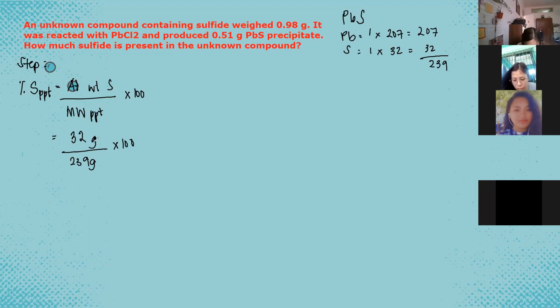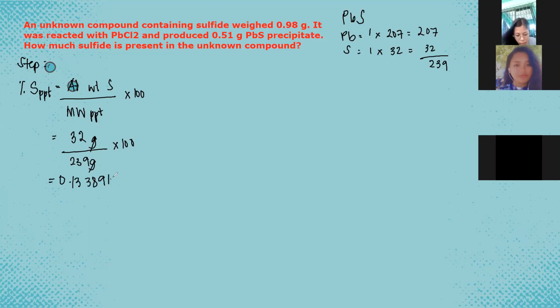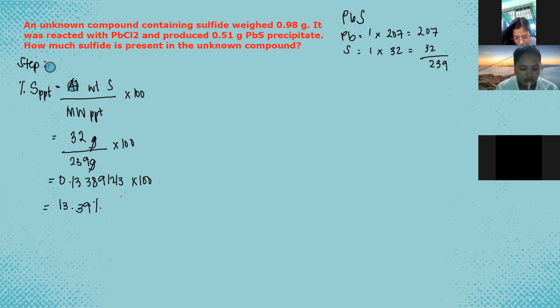239 grams times 100. So 32 divided by 239 is 0.133891213 times 100. 2 decimal places tayo. So 13.39%. So that is the percent sulfide in our precipitate.